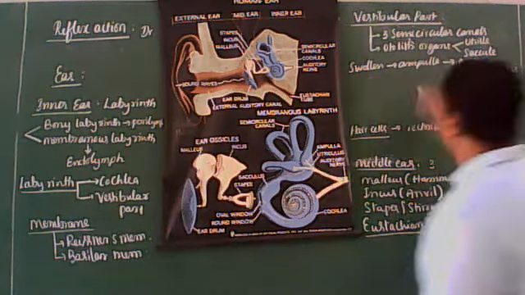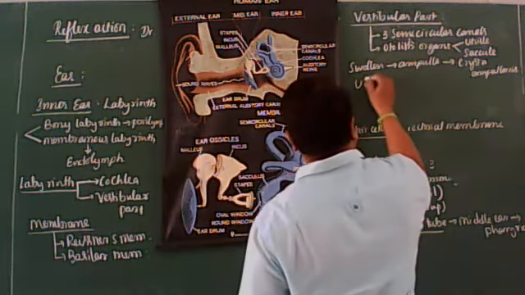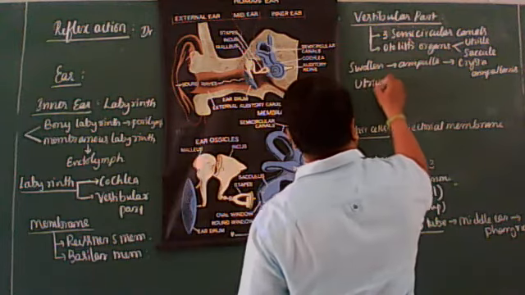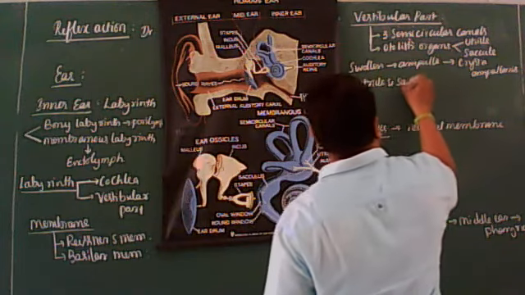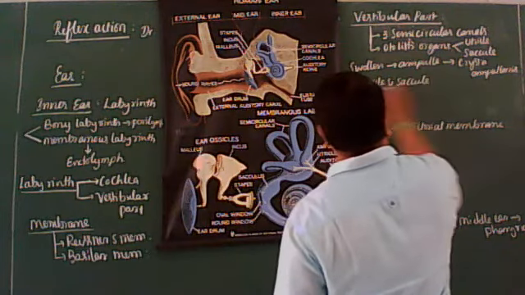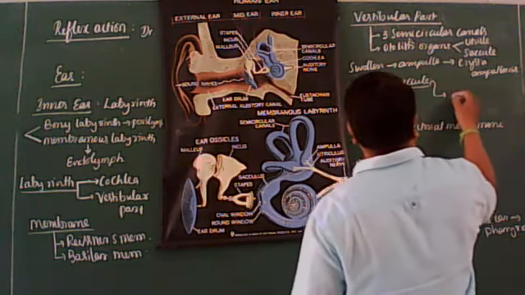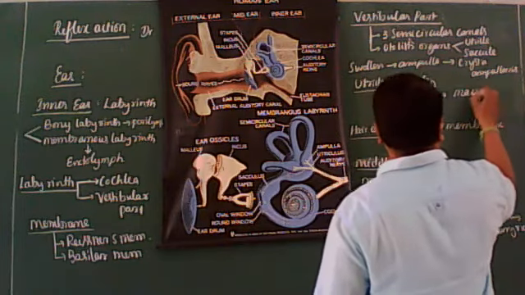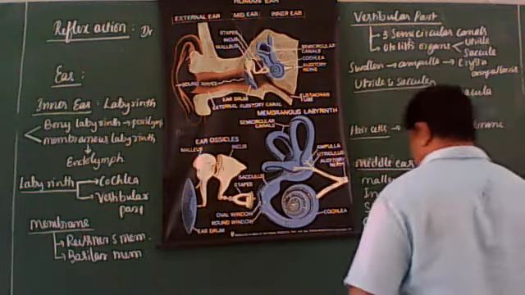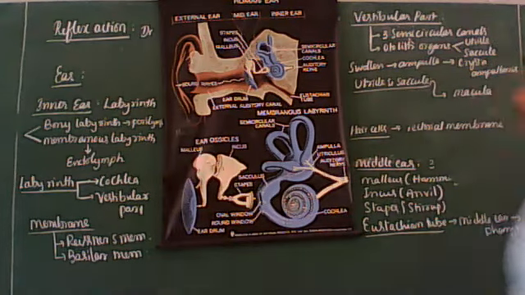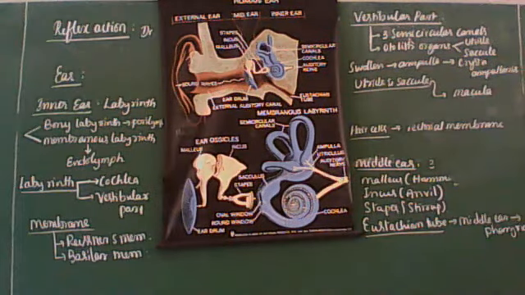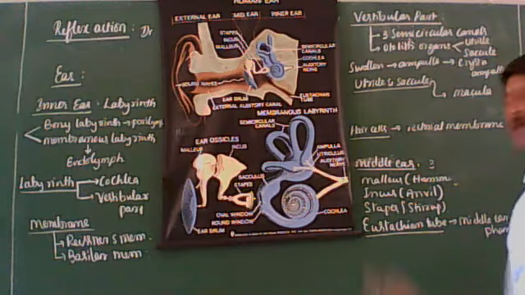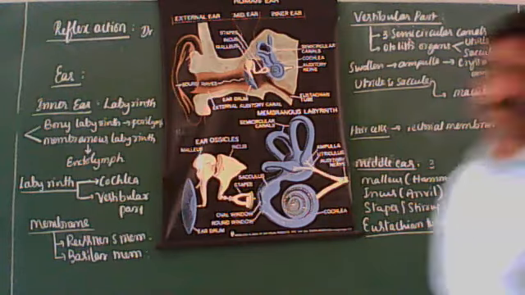Clear? At the base of utricle and saccule, there is also a projecting ridge called macula. I think it is very clear. So this much you should remember under the ear.